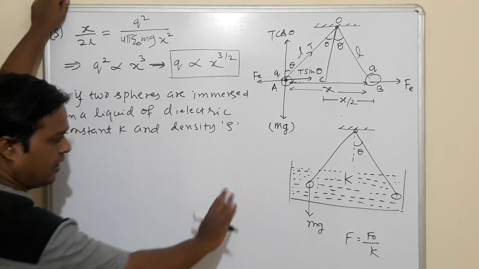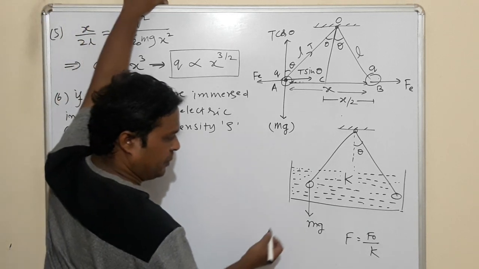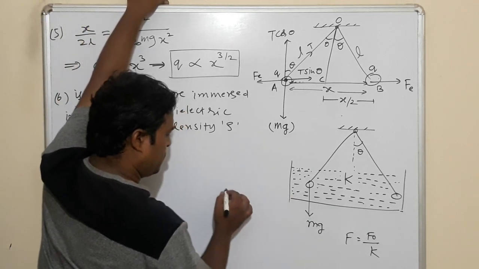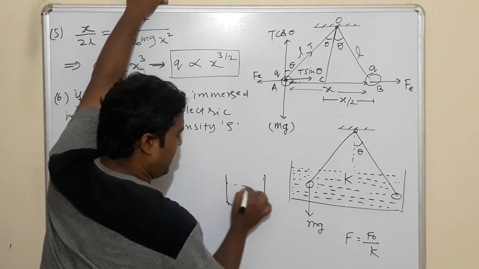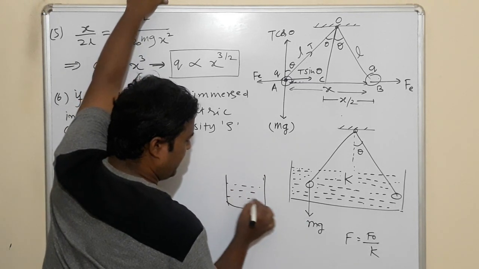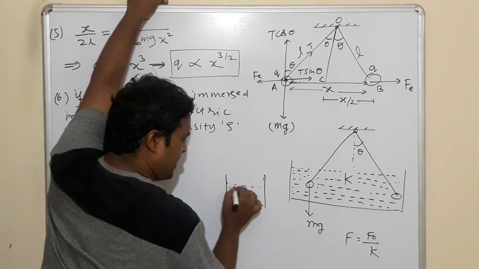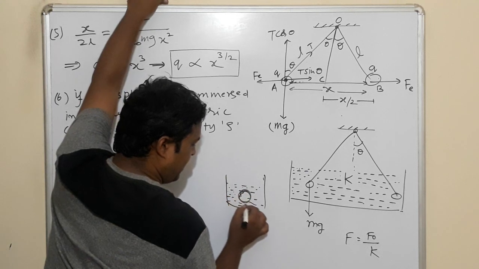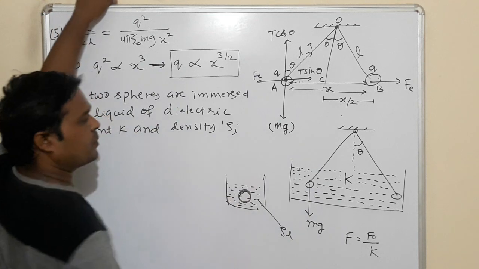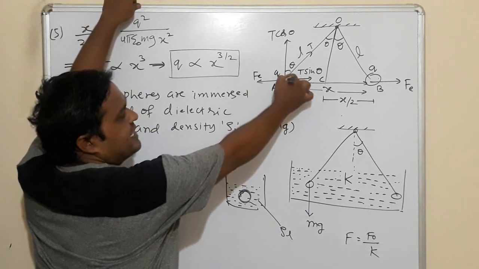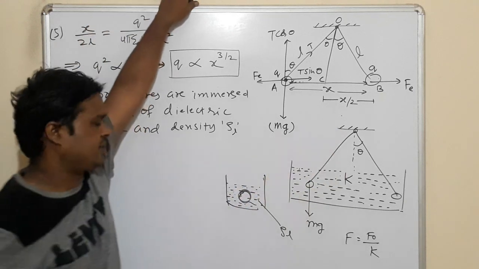See, first let us see how to calculate apparent weight. According to Archimedes principle, suppose a body is completely immersed in water or in a liquid. Suppose this is the sphere, immersed in a liquid of some density rho L. Rho is the density of this solid sphere. Rho L means the density of the liquid in which it is immersed.